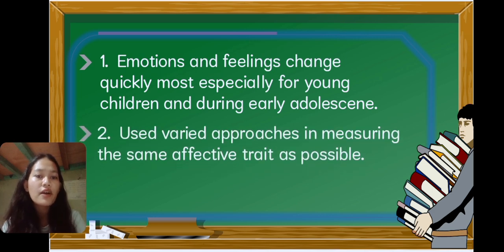Next is the use of varied approaches in measuring the same effective trait as possible, which means it's better not to rely on a single method. Hindi lang dapat sa isa because of a limitation inherent in that method. For example, student self-report may be faked, hence may significantly meddle in the results. However, if the self-reports are consistent with the teacher's observation, then a stronger case can be made. That is the second one.